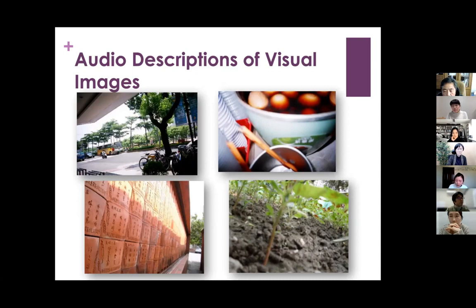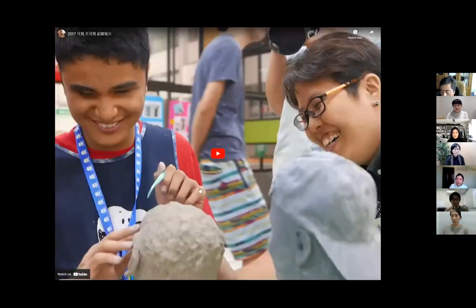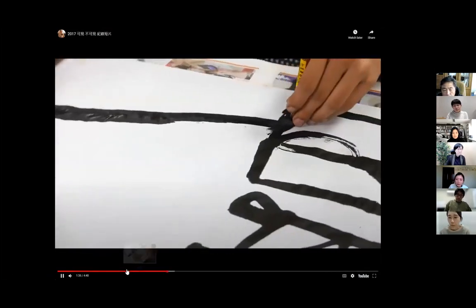Like these four pictures, you can find multi-sensory information from the visual pictures. Like the first one, you can find the sound from the car, or the smell from the food, or the feeling from the soft land, or the tactile wall. So you can feel multi-sensory information from your experiences. And later, I want to share a short video of how we teach them.